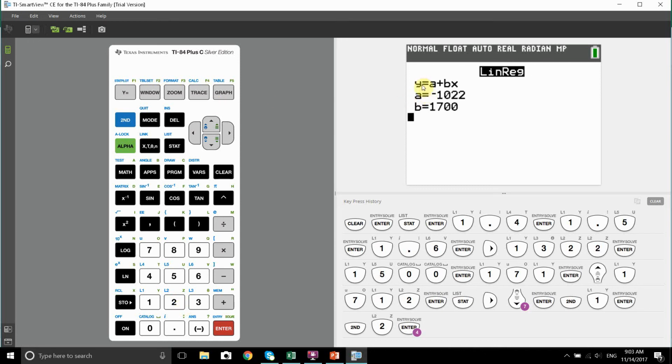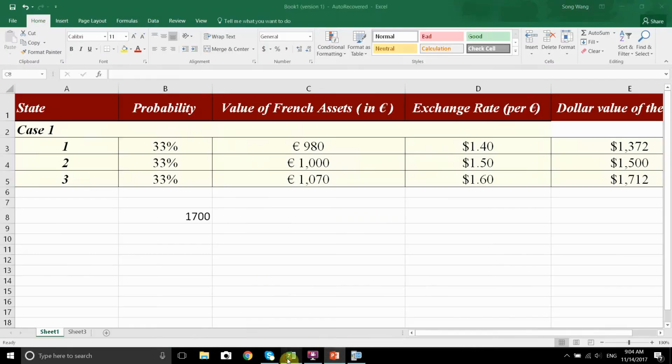As you can see, y equals a plus bx. Y is the dollar value of the assets, x is the exchange rate, a is the constant term, and b is the multiplier or coefficient. So beta equals 1700, which is consistent with the result from Excel.